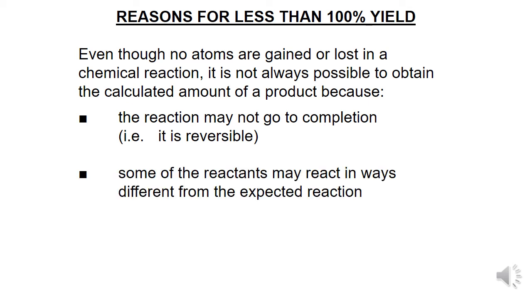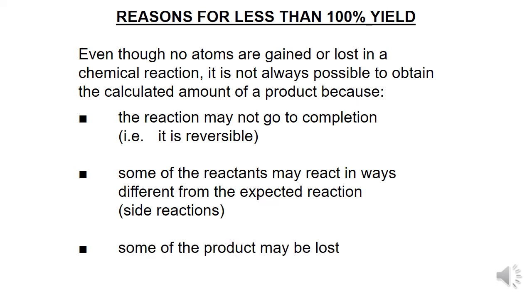Second reason is that some of the reactants may have reacted in ways that were different from the reaction you expected. And I mentioned this earlier, that this reaction that we're looking at with the magnesium oxide quite often produces magnesium hydroxide instead. And so what we've got here are side reactions. And that's another very, very important reason for why we don't get 100% yield.